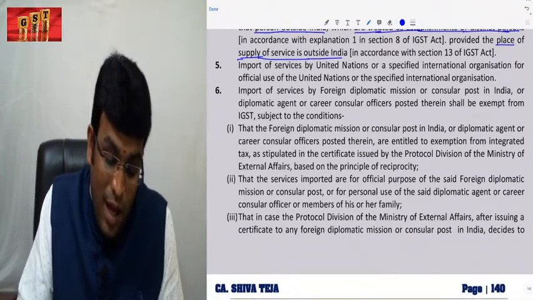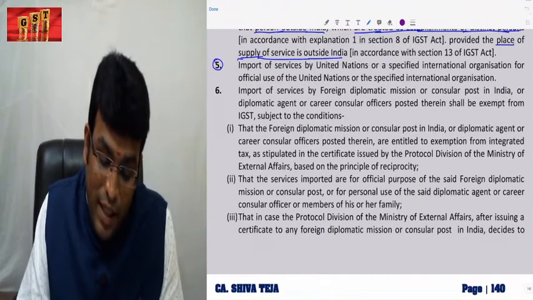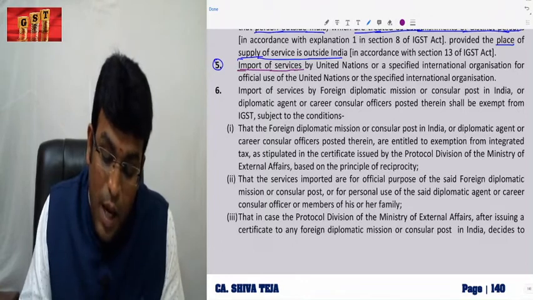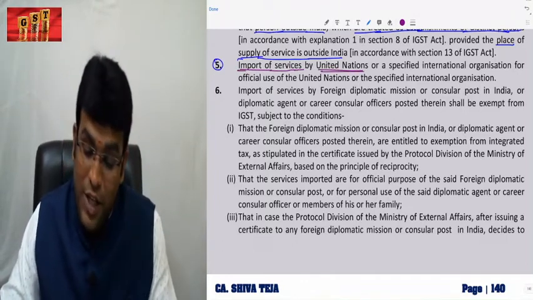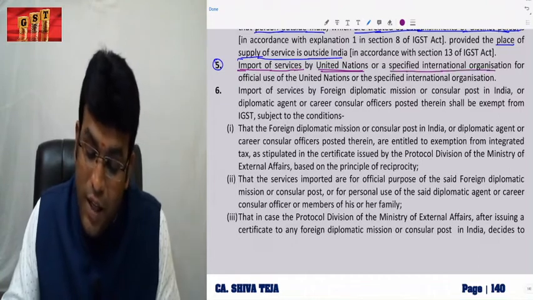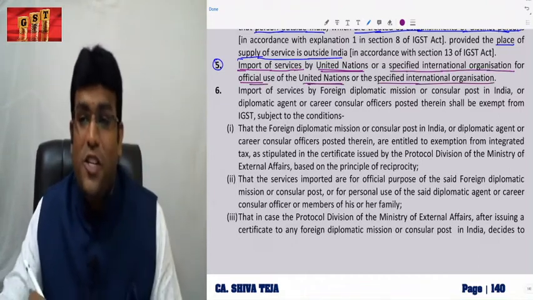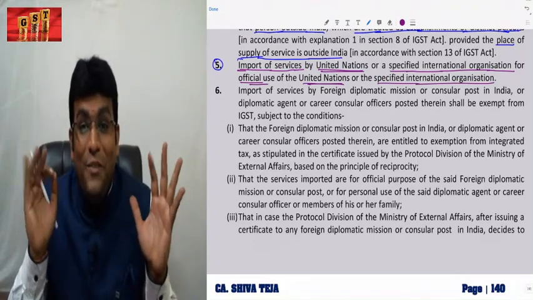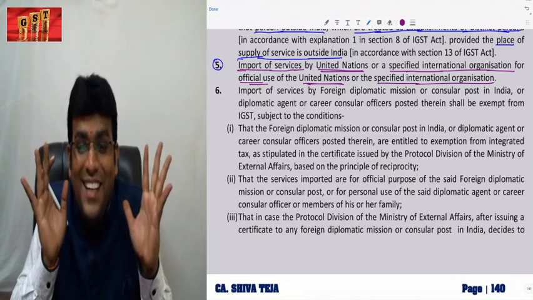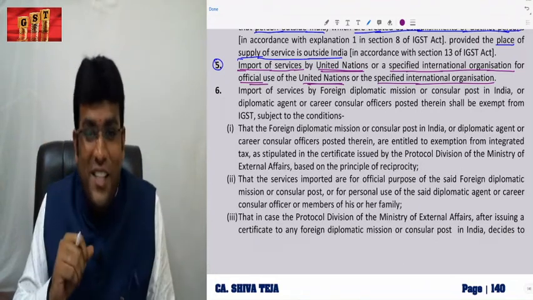Then import of service. See that line? Import of services by United Nations or specified international organization for official use of United Nations or international organization. For international organizations, we don't touch at all. We will never ask them to pay tax. Clear, friends? The Indian government always respects the international organizations.